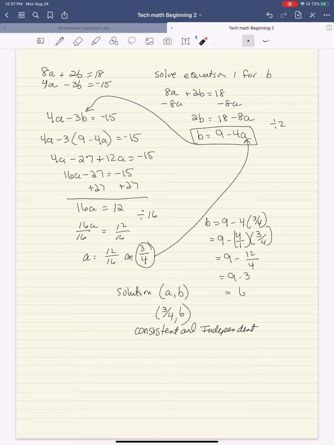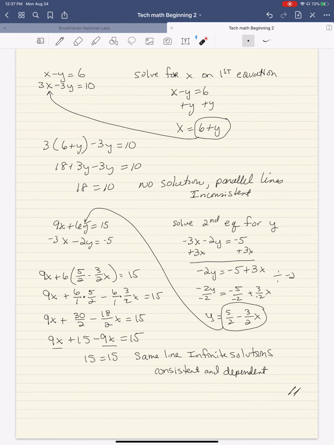And again, my solution is in the form (a, b). A is first here, B is second. So that's usually the way you write them, (a, b). And it's 3/4 and a 6. Again, it's consistent and independent. Let's try ones that don't work.